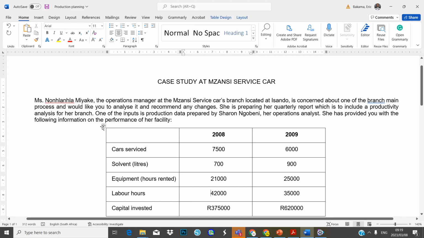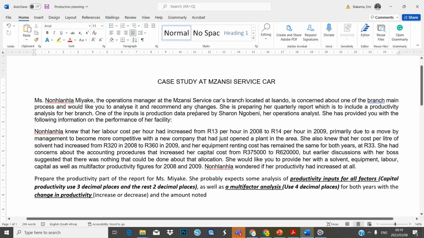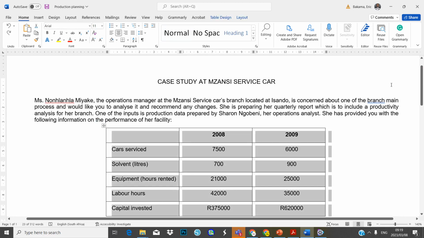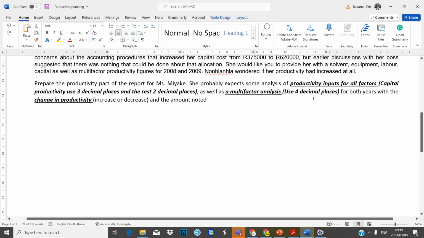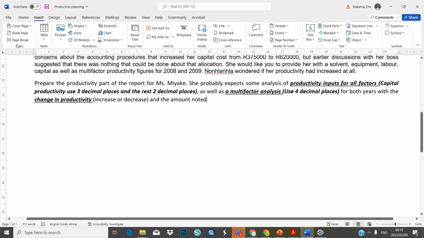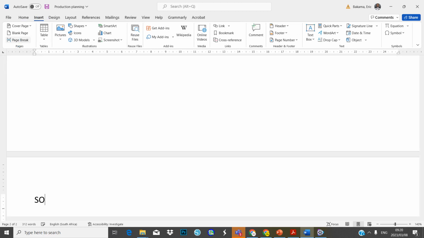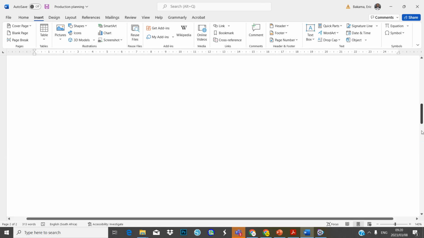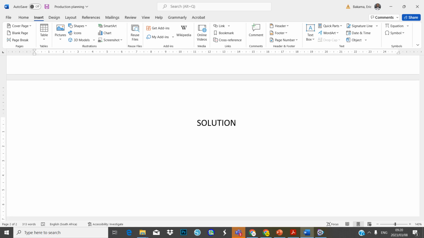Now, what we have to do, let me go up here. I'm going to copy this table, and we will work from this table here. So let me just work on a new table. I'm going to say solution. I'm just going to copy and paste this table here. The very first thing that we will do is a single factor productivity.